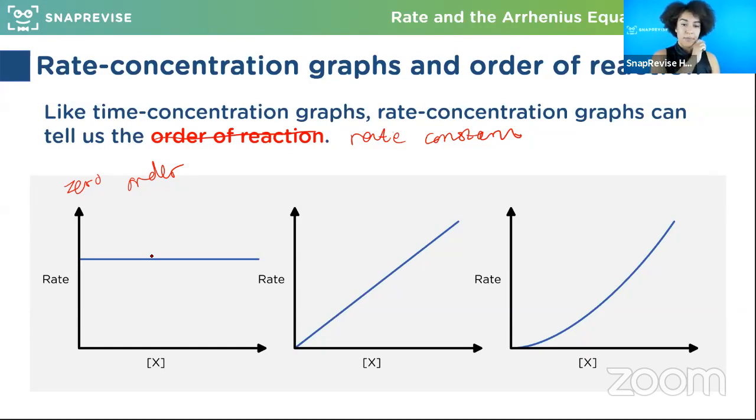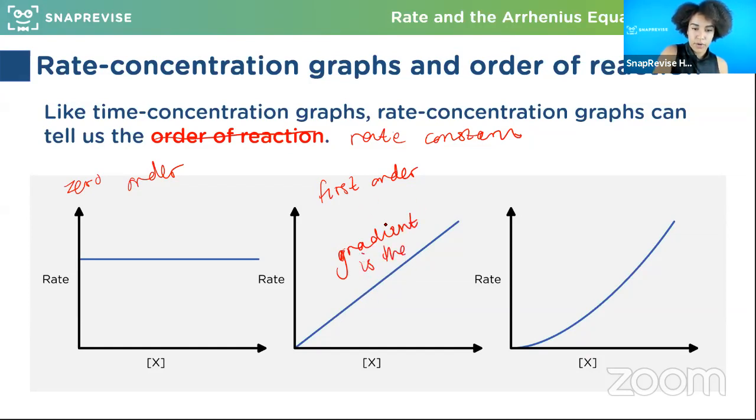The gradient, yeah. Because this is 0 order, the gradient doesn't really tell us anything, but you're right in respect of the first order reaction, because certainly the gradient of this line is going to tell us the rate constant. So for first order reactions on rate concentration graphs, the gradient is the rate constant. This is one of the reasons we do rate concentration graphs instead of time concentration graphs, because it's way easier to find the rate constant. For this one, it's actually just the y-intercept.